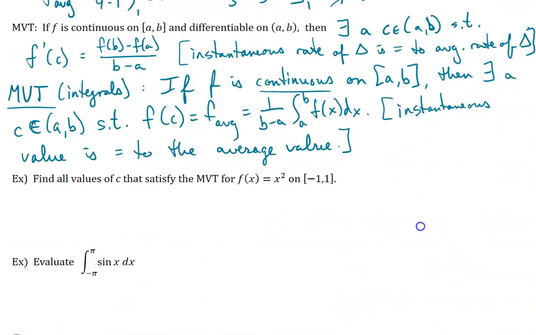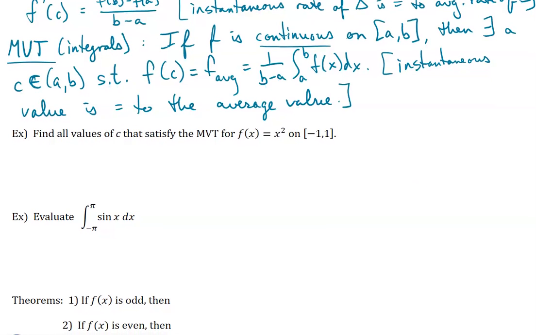So not only can we determine if the MVT applies by checking to see if the function is continuous on the closed interval, but we can also find the values that would satisfy the MVT. So here let's double check, does the MVT apply? Yes, it does, because that's a continuous function on this interval, in fact everywhere. So then we want to find the average value, set that equal to f of c, and solve for any possible c. Now c does need to be in the open interval.